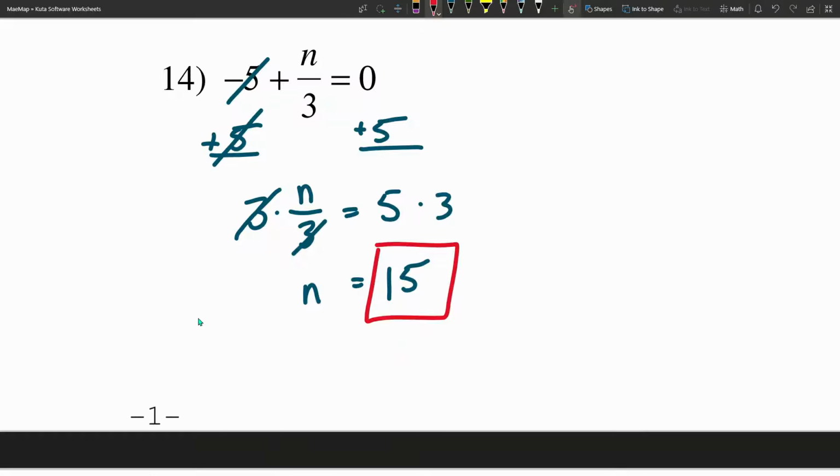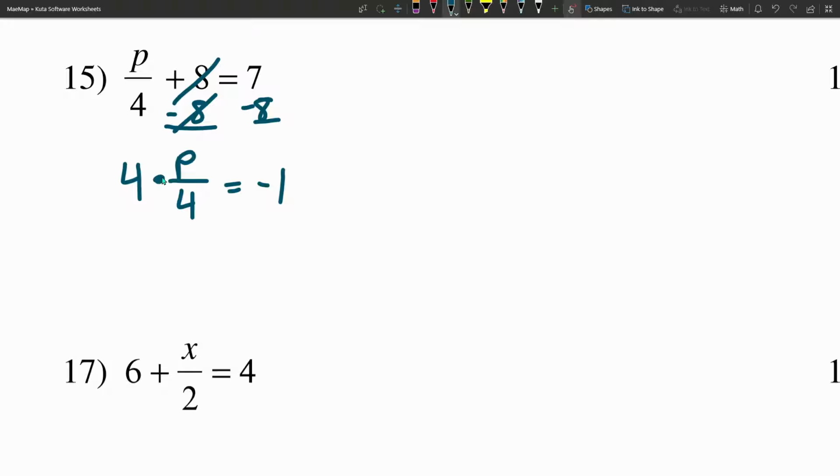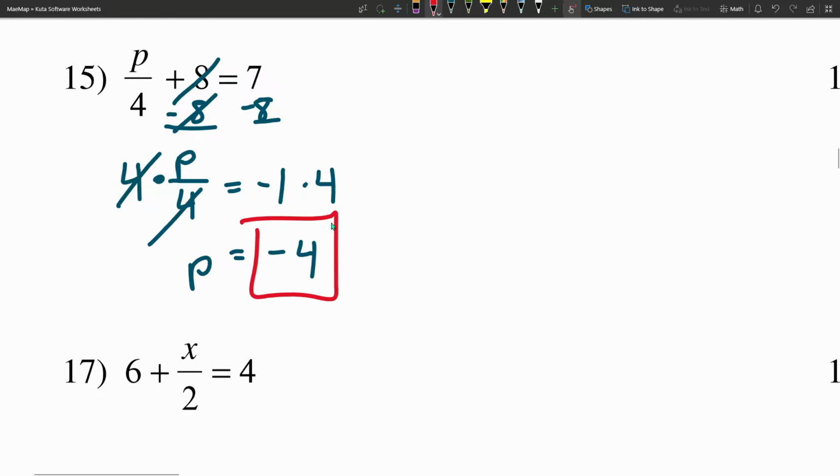Let's move on to our second page now. Starting off our second page with number 15, we're going to have p divided by 4 plus 8 equals 7. Let's start by getting rid of that 8 since it's added to our variable that's divided by a number. So subtracting 8 from both sides, we're going to get that p over 4 equals 7 minus 8, which is a negative 1. One final step, multiply both sides by 4. So we get that p is equal to negative 1 times 4, which is a negative 4 for number 15.